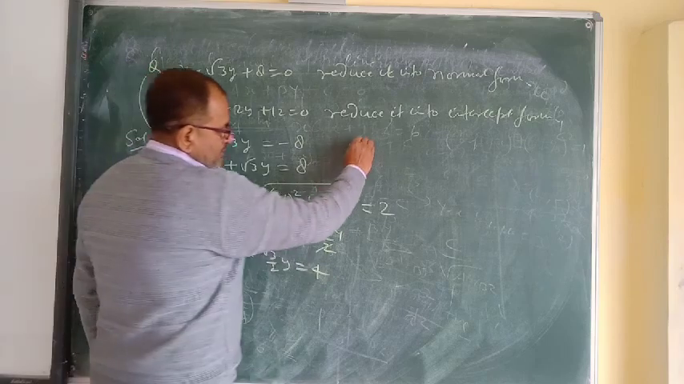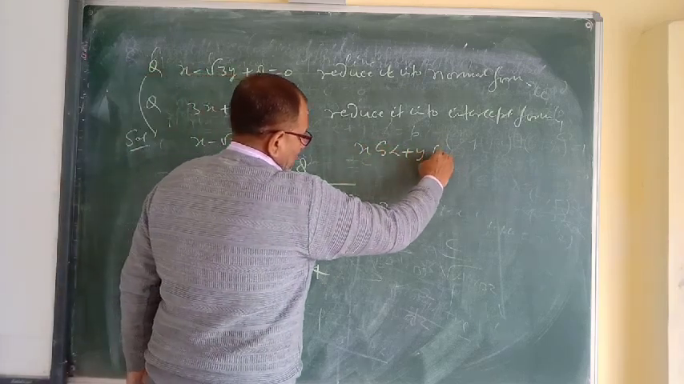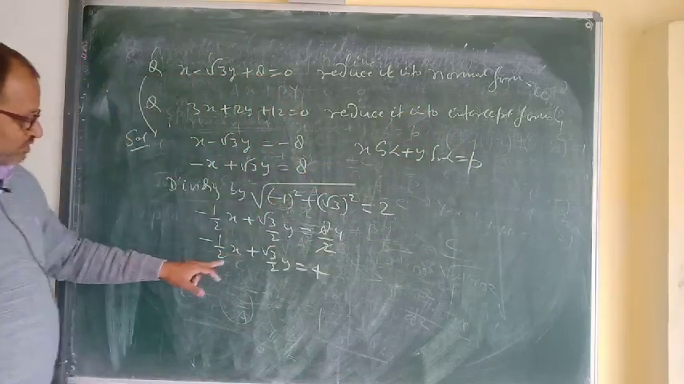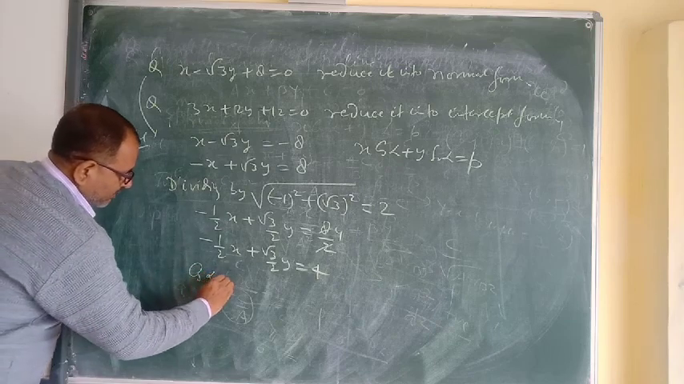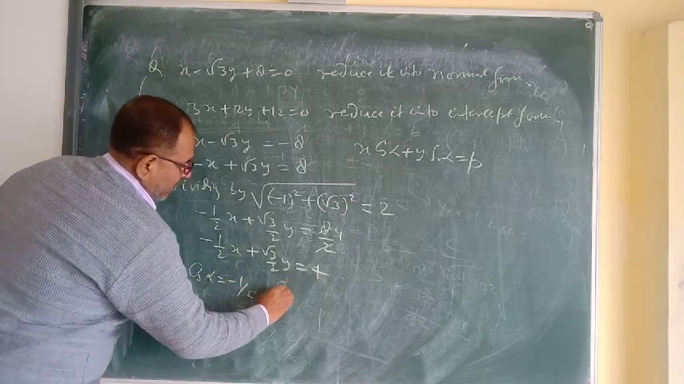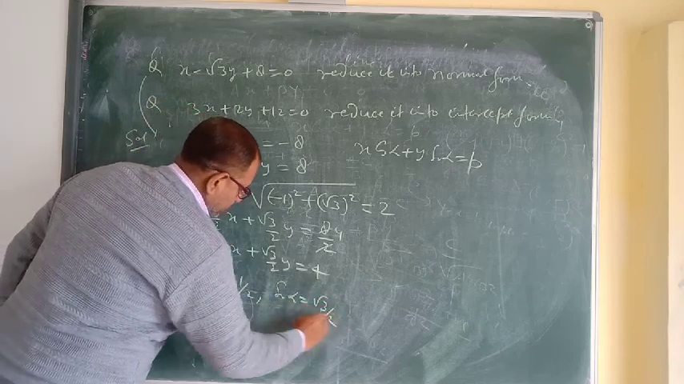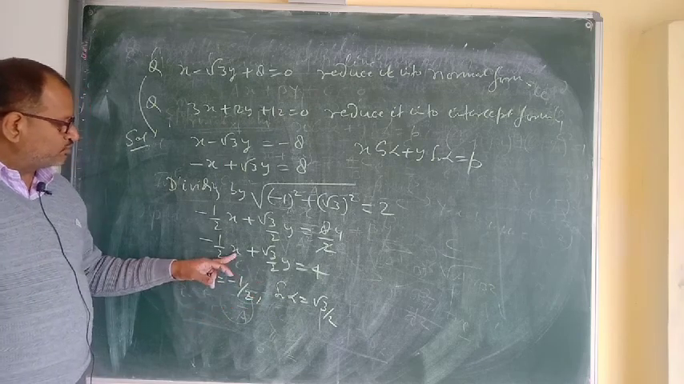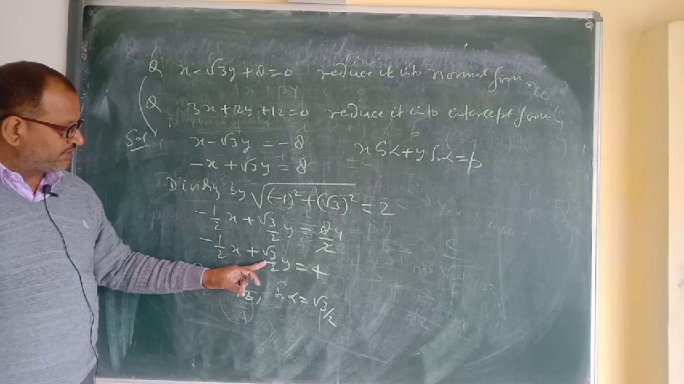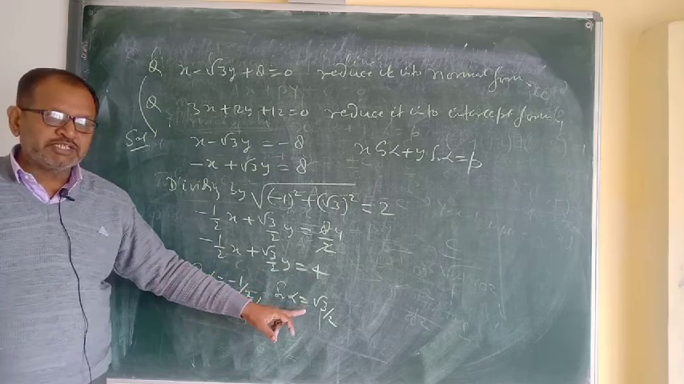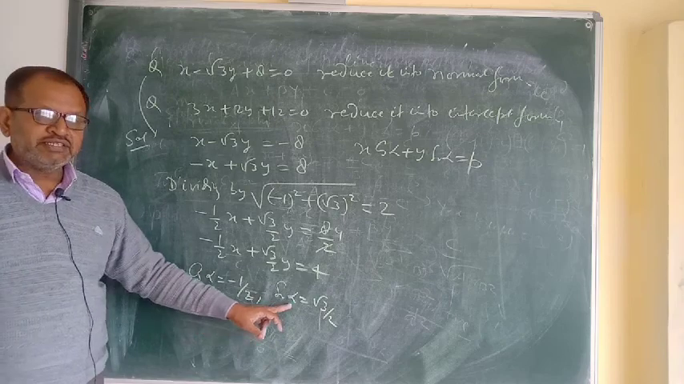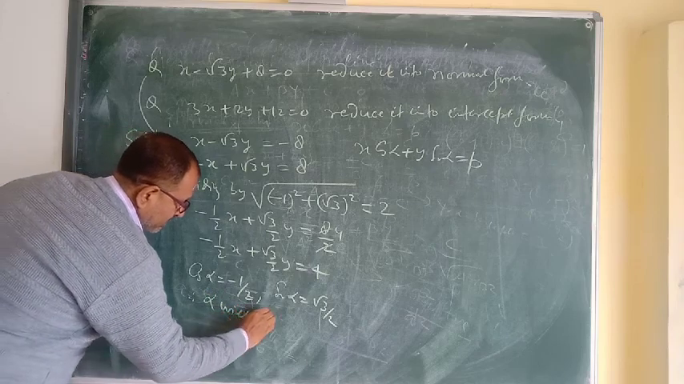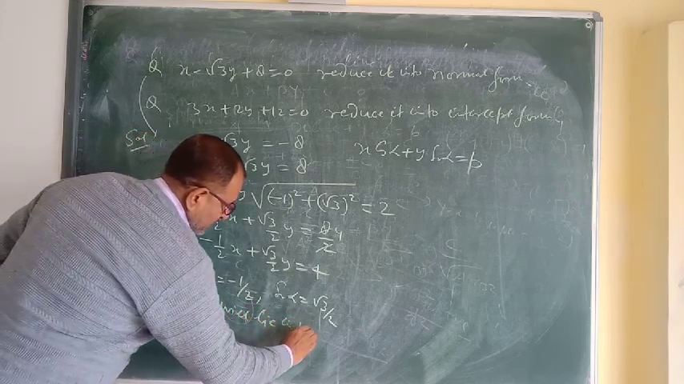Normal form equation is what? x cos alpha plus y sin alpha is equal to p. If we compare it with this equation, what is cos alpha here? So cos alpha is minus 1 by 2 and sin alpha is equal to root 3 by 2. Cos alpha is negative. Cos alpha means coefficient of x, sin alpha coefficient of y. Cos alpha is negative, sin alpha is positive. It means what? Alpha will lie in the second quadrant.